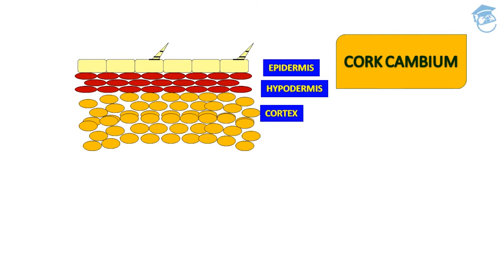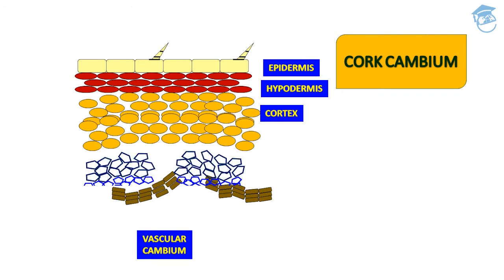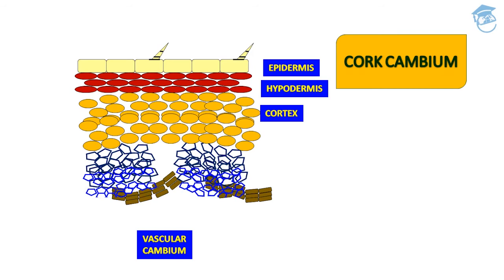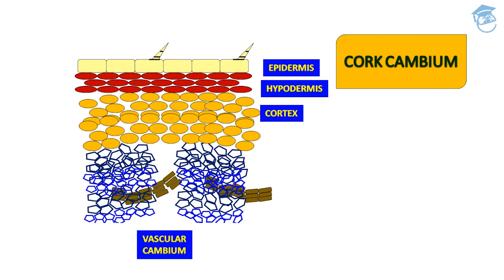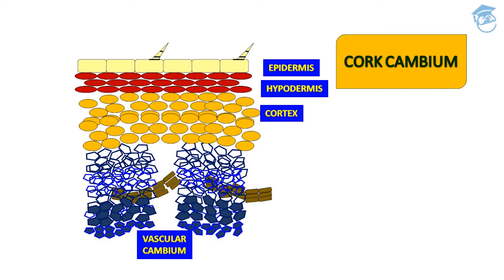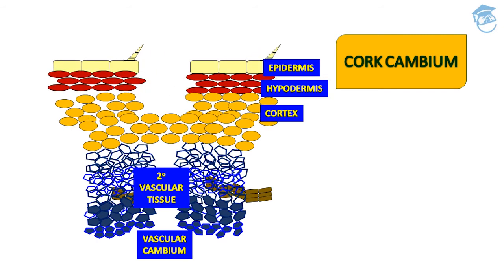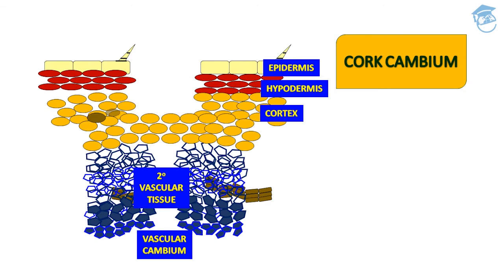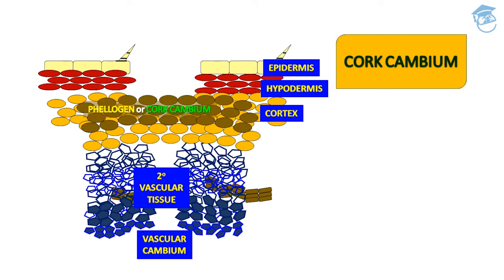Now we'll talk about the cork cambium. See, this is the epidermis. This red is representing hypodermis. These are the cortical cells, and this is phloem, which is accumulating, and this is secondary vascular tissue, and thus phellogen or cork cambium is formed.